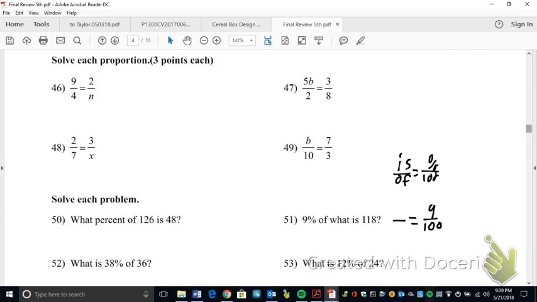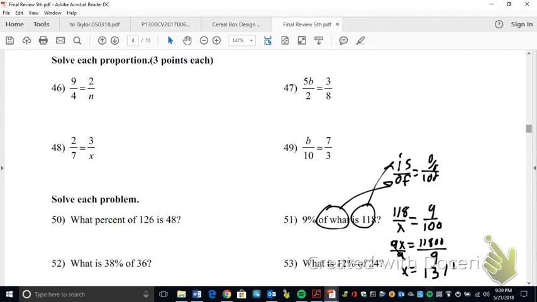So first we have that 9. Why? Because it says 9%. Then we have of what and is 118. So the of what is going to go there, and the is 118 is going to go up top. So we end up with 9x equals 11,800. Divide both sides by 9, and we get x equals 1,311.1 bar. I know it's ugly, but that's how you do it. Okay?